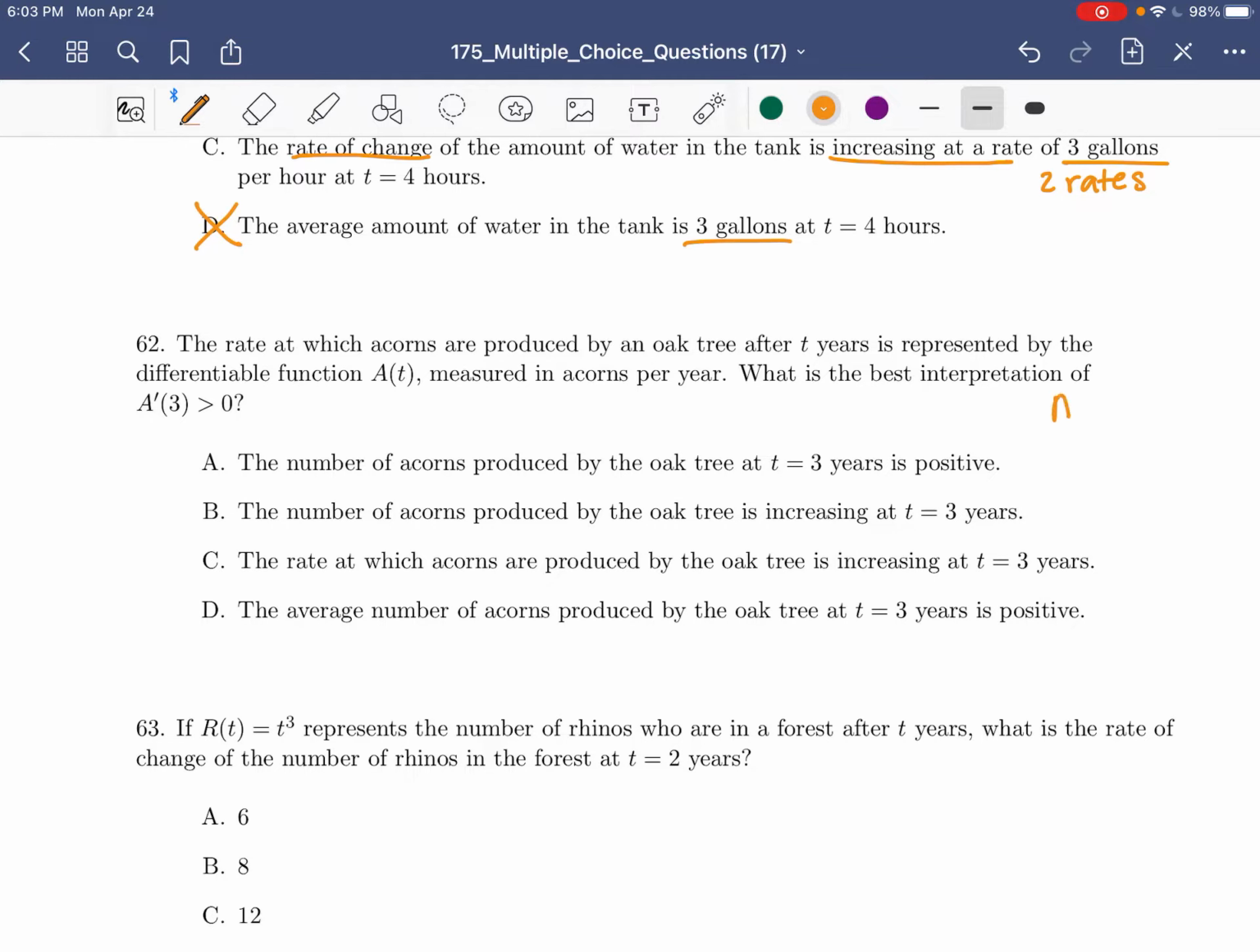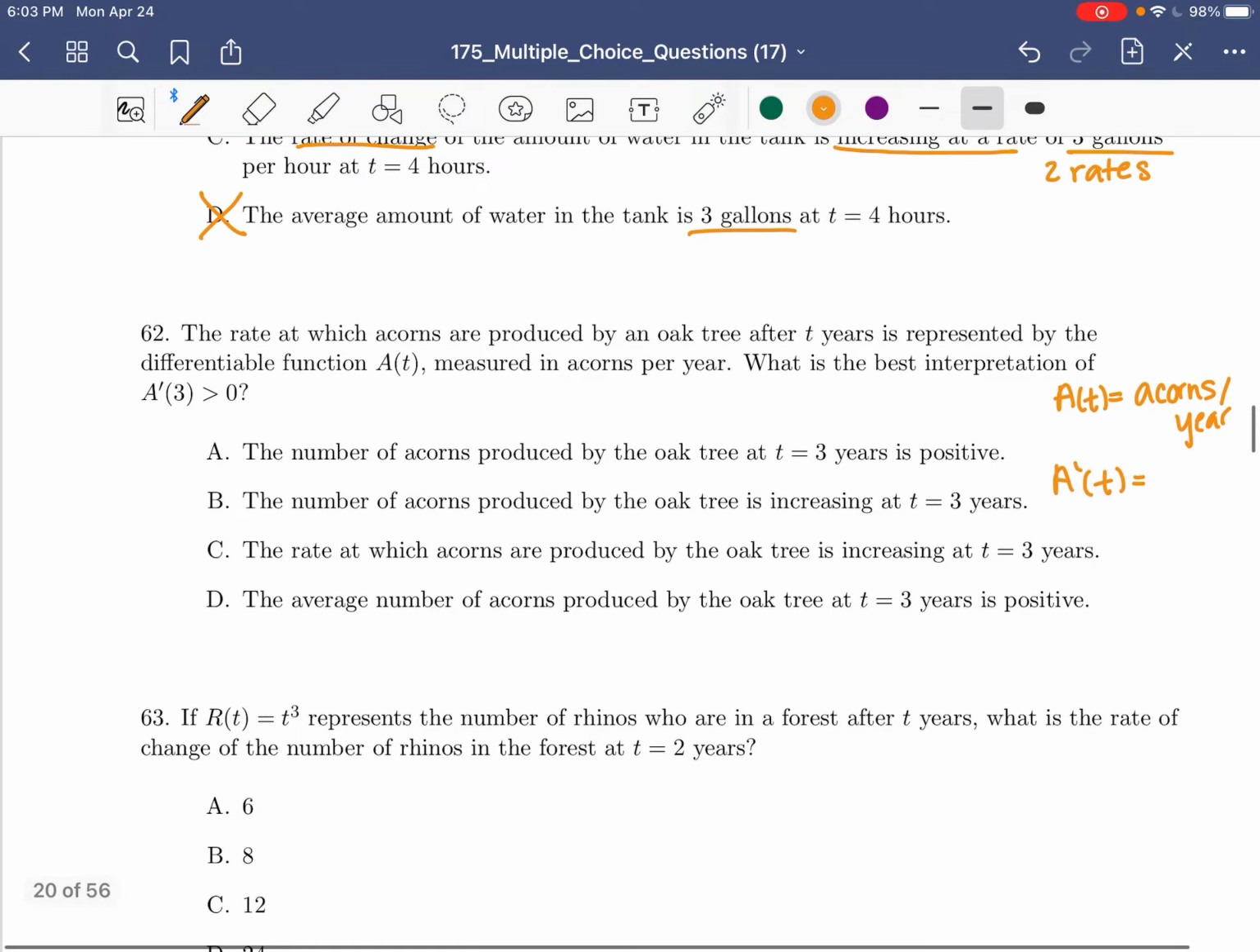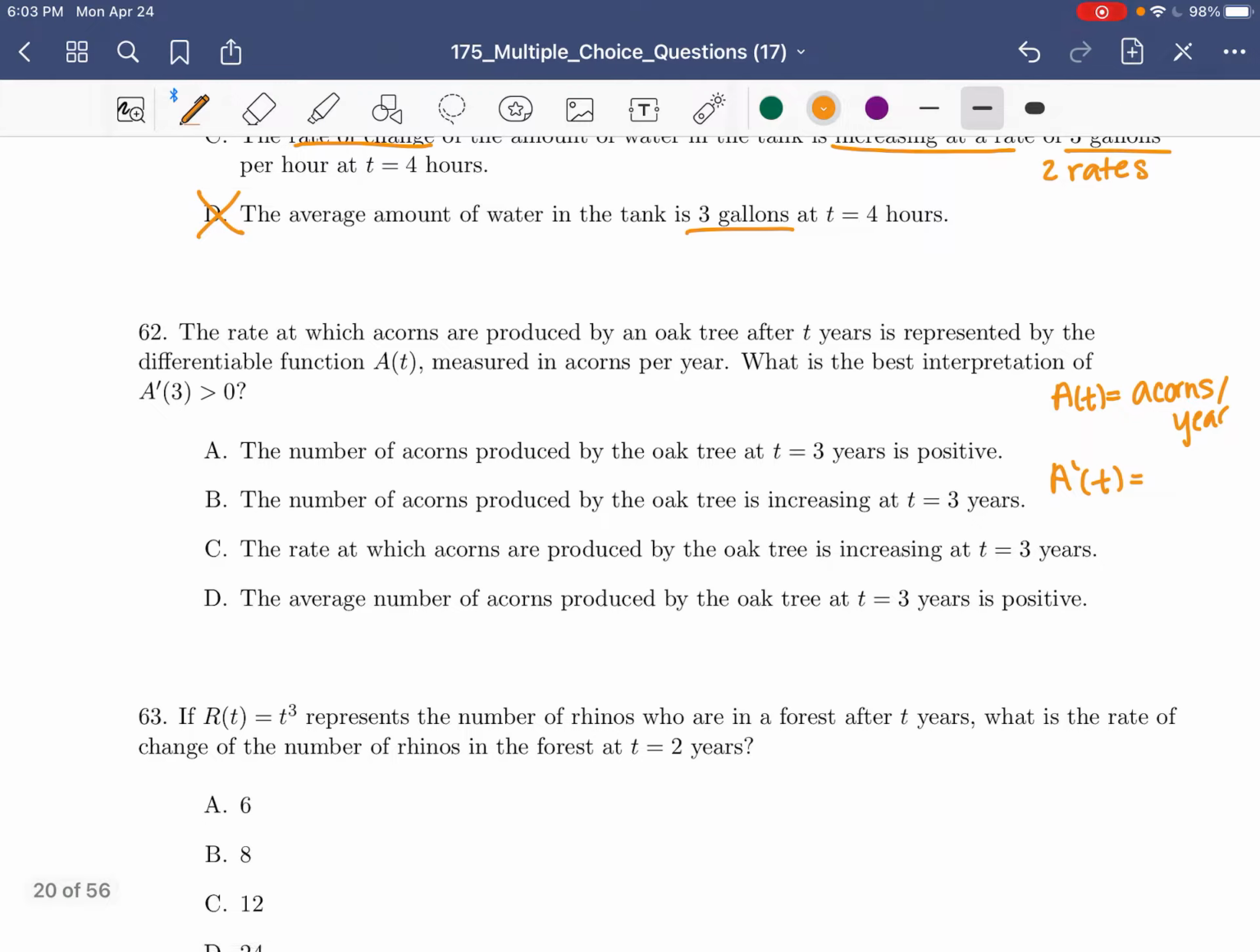Okay, 62, we're going to do the same thing. So I'm going to start by just looking at units. So we know A of t is acorns per year, and we're worried about A prime of t. All right, so now if it says acorns per year, we're adding another rate. It's going to be acorns per year per year.